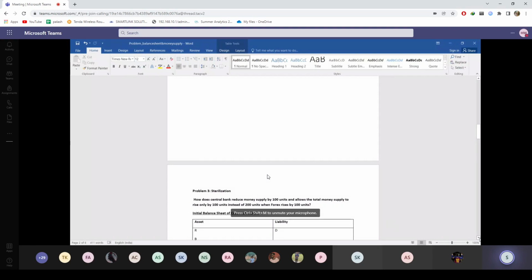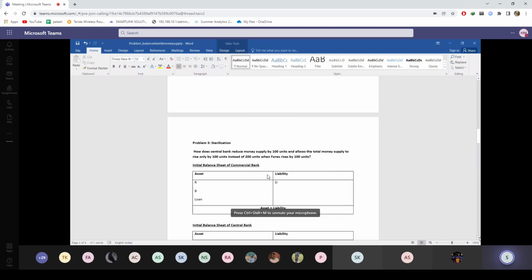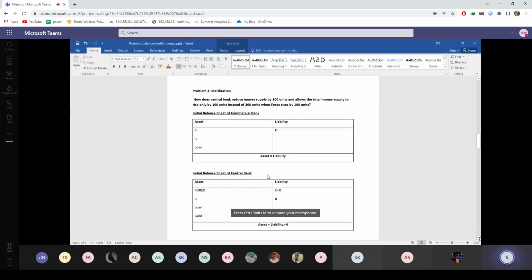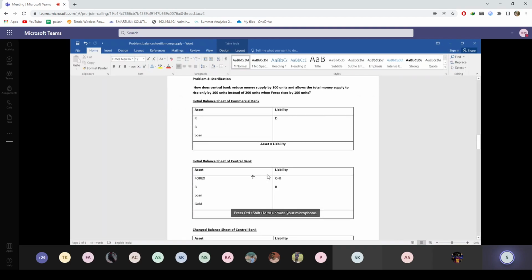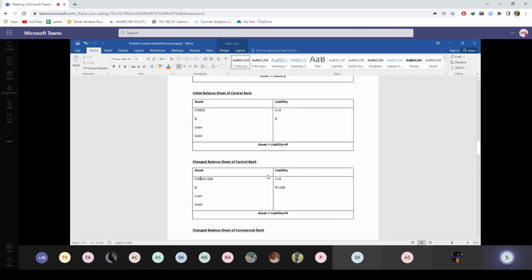Look, this is sterilization. Here two policies will work together. Foreign exchange reserves will come in, and open market operation will also happen together. This is my initial balance sheet of commercial bank and central bank. What is happening over here? The first thing, foreign exchange influx.